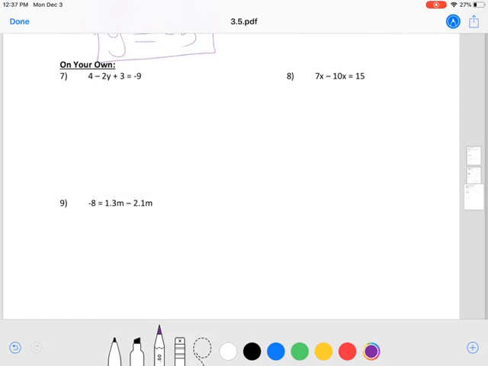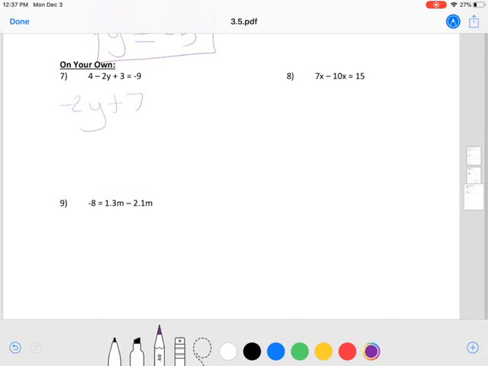All right, number 7, 4 minus 2y plus 3 equals negative 9. So there's only one term that has a y in it, so we can't combine anything else with that. But if you look at 4 and 3, those are like terms, so we can combine those. So here we have negative 2y plus 7. And the other way you could have written that is 7 minus 2y. So either way would have been fine. But I'm just going to keep it like this.